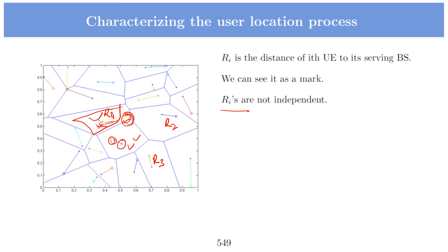Because there are some locations where, if this base station lies, then this will not be the associated base station for this user. You can see if this user lies here, then this will be the closest base station to this user. So once this is there, you know the base station cannot be here for this user. So this means this Ri depends on this Rj, and there is some correlation between all of these Ris.